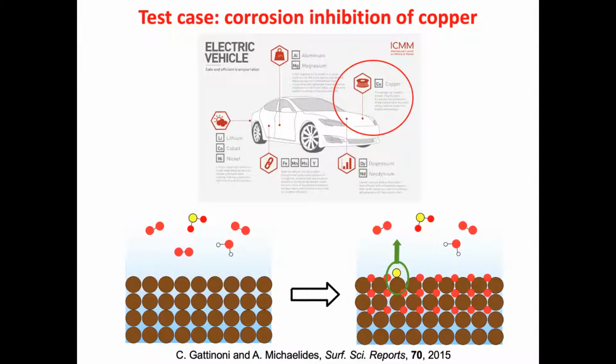Not only because it's historically important, it's been studied for a long time because there's lots of copper in piping and roofing and historical artifacts, but also because with electric vehicles, which contain a lot of copper, this problem is becoming more and more relevant. So let's spend 1 minute looking at how oxidation and corrosion occur.